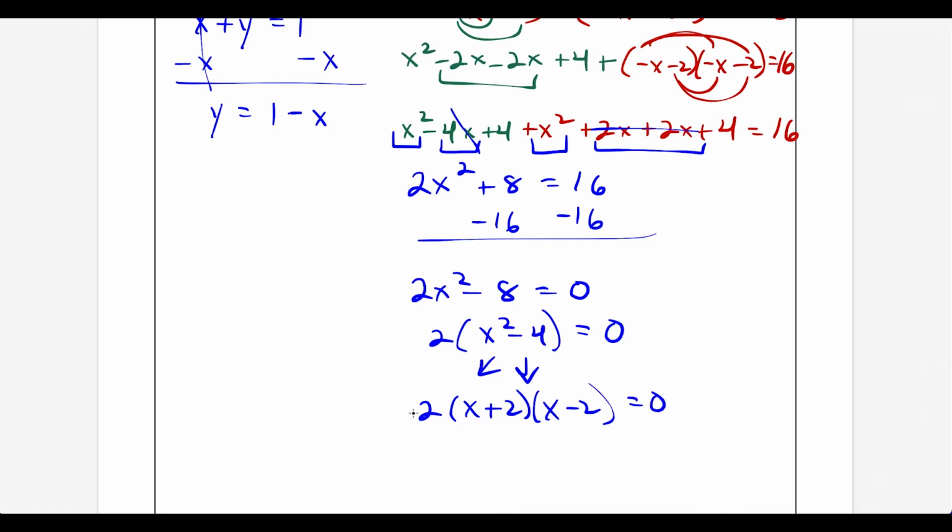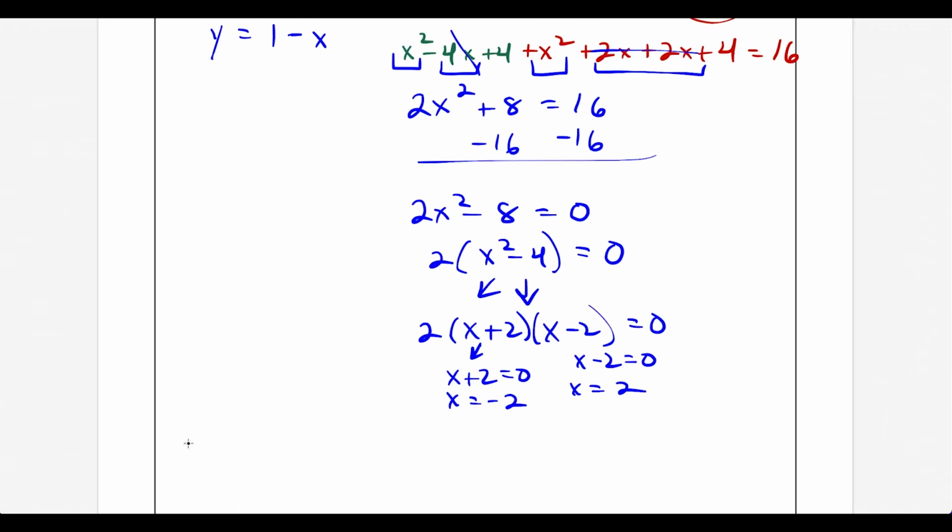So now just know we could set each factor equal to 0, but I never set the constant equal to 0 because that's just false. 2 is never equal to 0. So if you set this one here, x plus 2 equals 0, that's true when x equals negative 2. And then x minus 2 is equal to 0 when x is equal to 2. So now let's get our solutions.